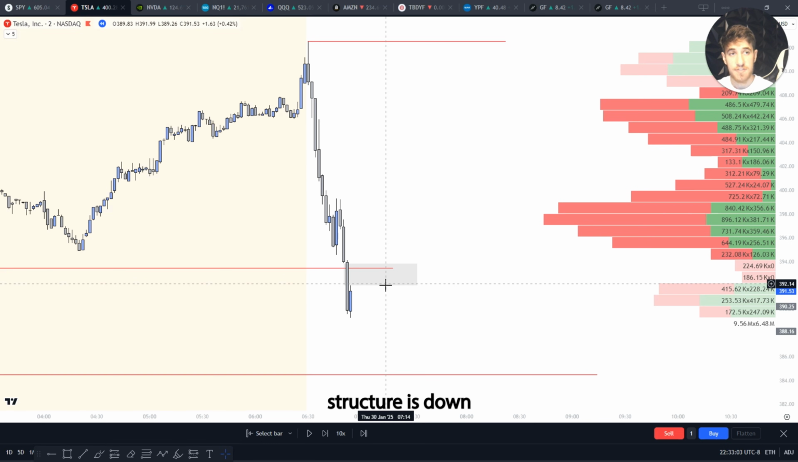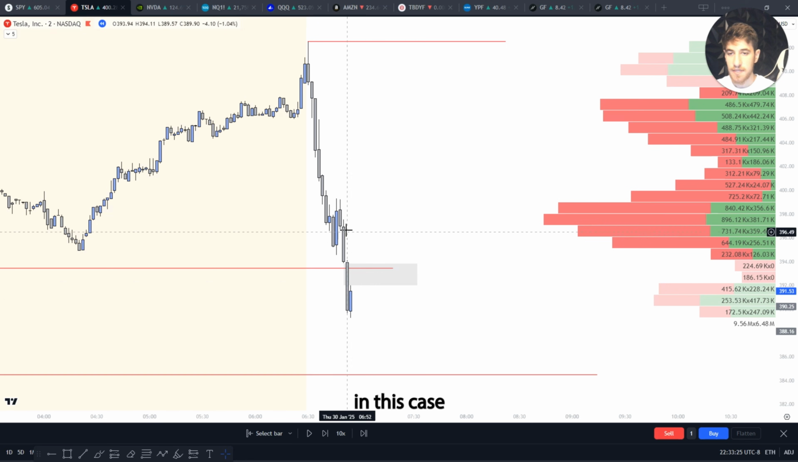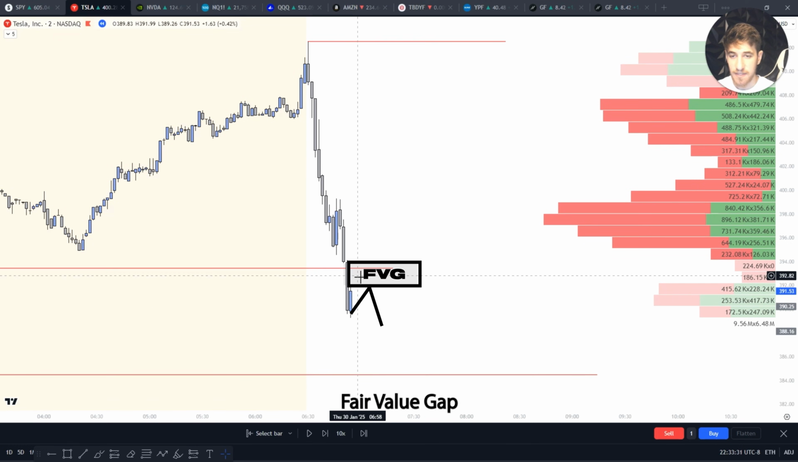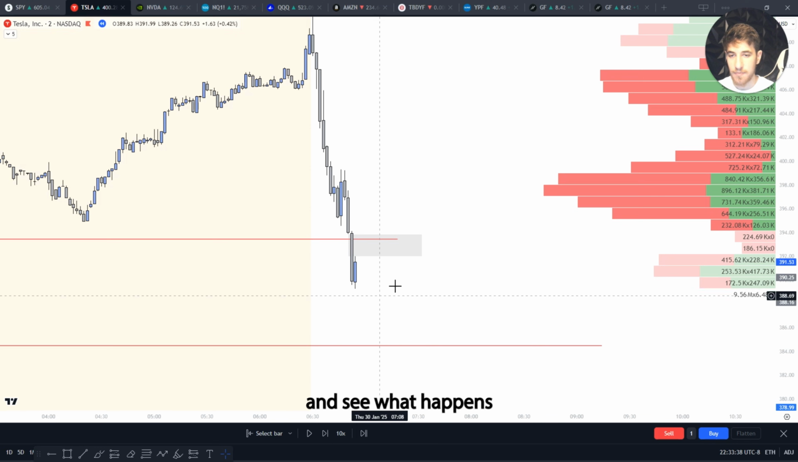So break of structure is down, fair value gap is down, and the only thing we really look for at this point is for an entry inside of this gray box, which is our fair value gap. We're not entering outside of it right here, and we're not entering outside here. It's only inside of this level that we are interested in this trade. In this case, break of structure down, fair value gap down. What I have to do now is wait for price to come into the fair value gap, show me a good reaction, and that's where I will take my trade. All right. So let's take a look and see what happens right over here.